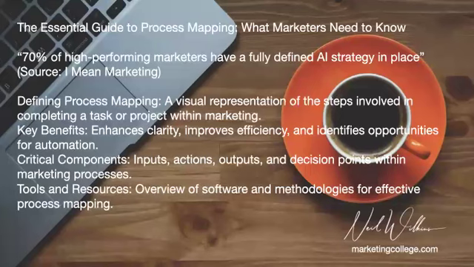So what can we do? What are those first essential steps that you need to know to be able to begin this journey of process mapping for AI automation? First thing is to define process mapping. What do we actually mean? Well, process maps are visual representations, so pictures, images, flow charts, if you like, of the steps involved in completing a task or project within your marketing activities. So a visual representation of the steps involved in completing a task or project.